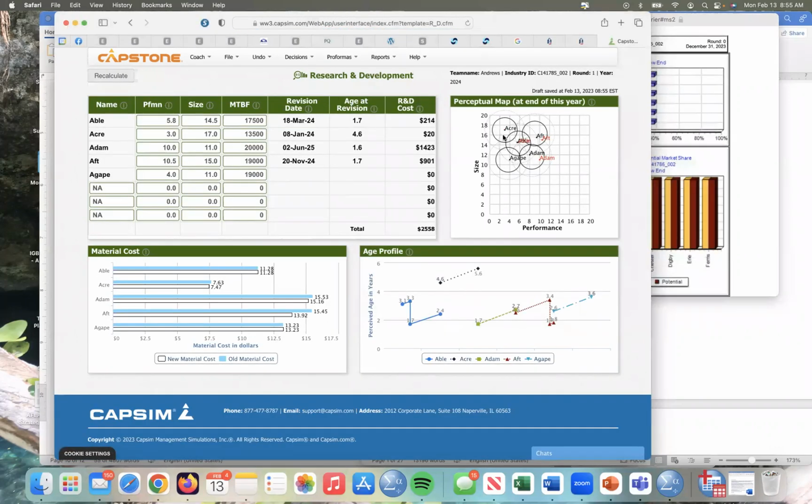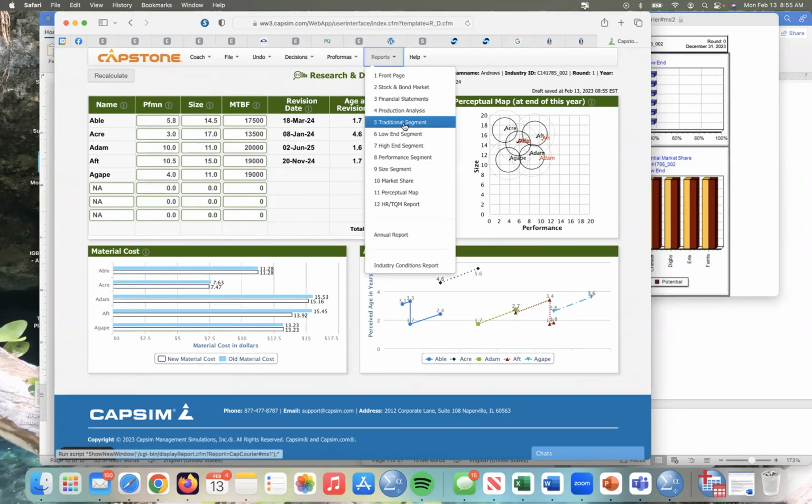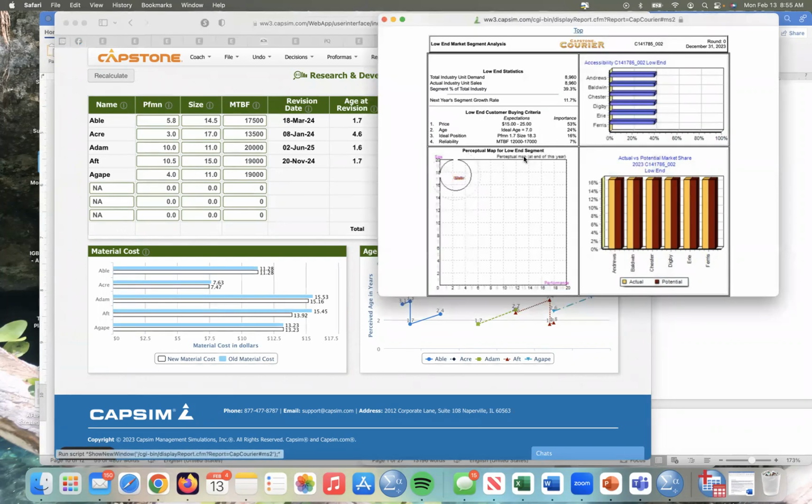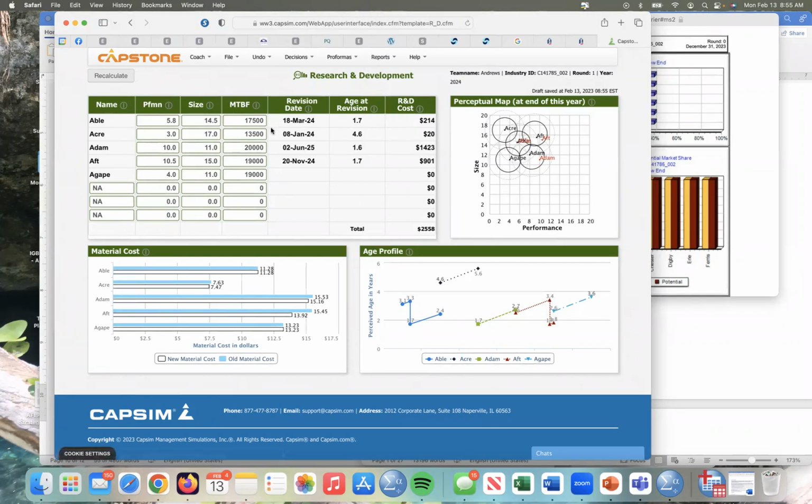All right, so we undid what we originally did with Acre. We now have an age at revision of 4.6. Let's make sure that that's, yeah, so the ideal age could be as high as 7. So we're good on that as well. And we see that we can introduce this revision as early as January, which would be the beginning of the year. Now let's spend that money instead on Agape.